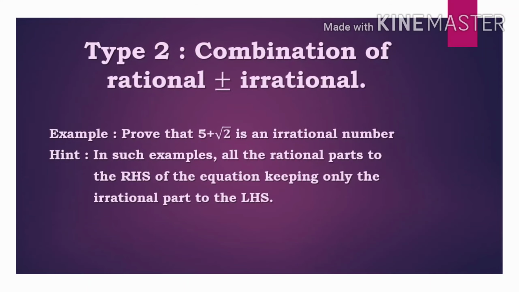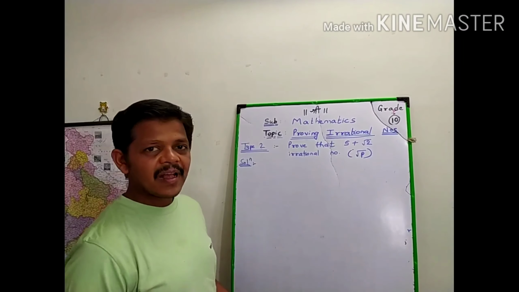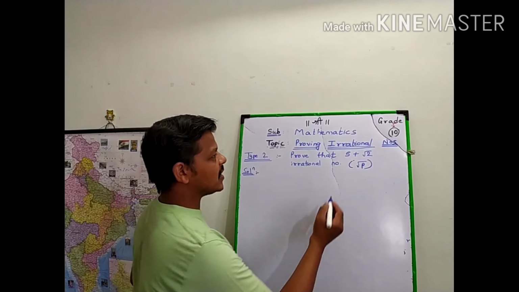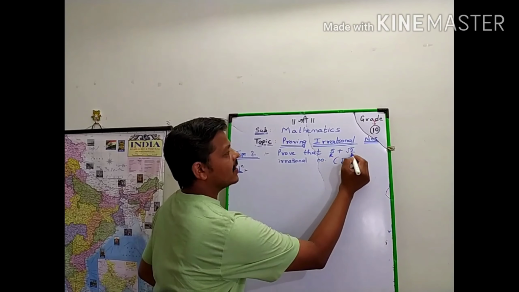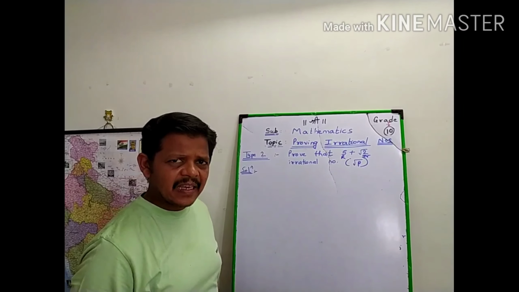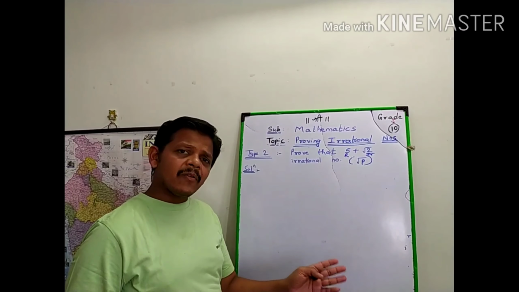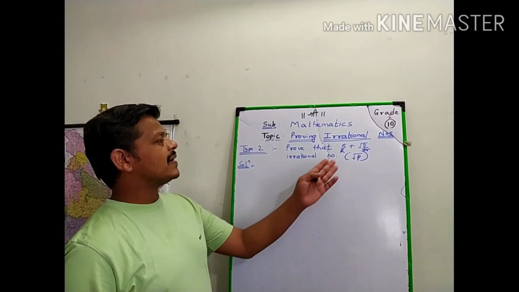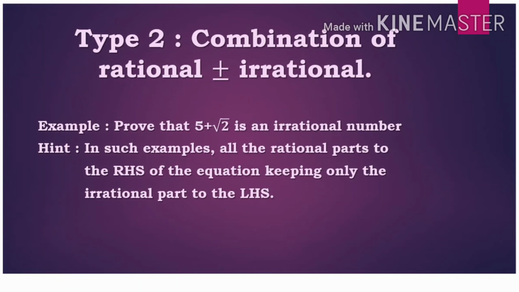So very quickly, we move on to the type 2, where you can see the question on your screen. Prove that 5 plus root 2 is irrational. 5 plus root 2 is a combination of rational and irrational. You can see 5 is the rational part, root 2 is the irrational part. This part is very easy. The first statement in every part will always be the same: let us assume that this is a rational number.